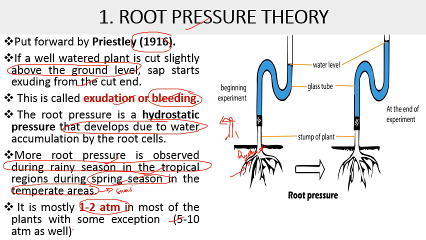And we can demonstrate this root pressure by using this device. What we will do is cut a plant near the surface, and then put this glass tube. In the beginning of the experiment, we can observe this water level, but after some time this water level rises in the tube, which shows this upward movement due to absorption of water by the roots.